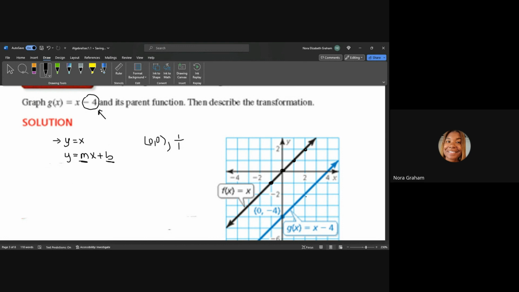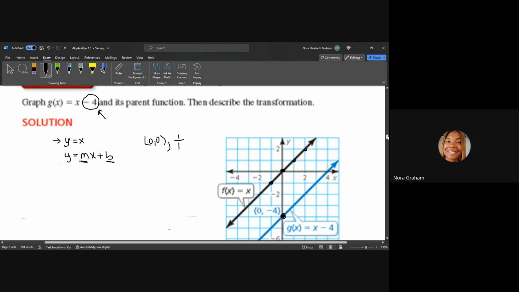Now, how I got to this blue function is that I have a minus 4, which means I go vertically down 4 from my parent function. So 1, 2, 3, 4. Everything else stayed the same. That's the only thing that changed: I vertically moved down. So that's just one transformation, a vertical transformation going down.